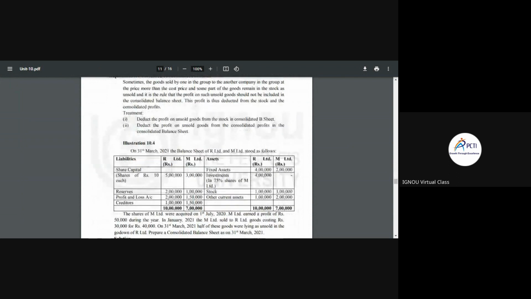Next one is adjustment of unrealized profit included in stock. The goods which are sold by one company in the group to another company in the group at a price more than the cost price, and some part of the goods remains in stock as unsold. It is the rule that the profit on such unsold goods should not be included in the consolidated balance sheet. So this profit is deducted from the stock and the consolidated profit.